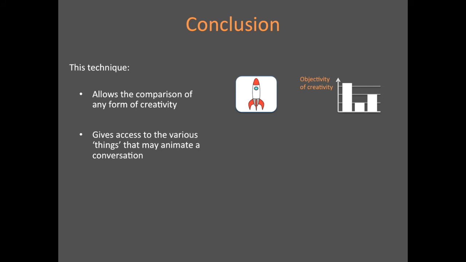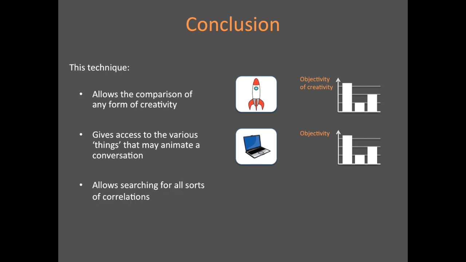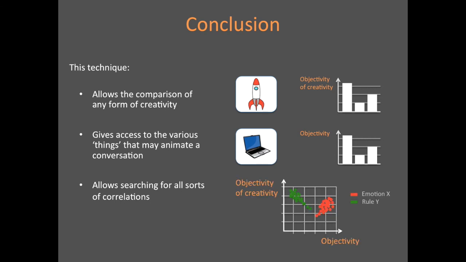Second, this technique gives access to the various things that may animate a conversation. For instance, emotions, rules, ideas, technologies, and whatnot. And this is important because these things too may fluctuate in terms of objectivity, which means, and this is my last point, that this technique allows us to search for all sorts of correlations between the degrees of objectivity of, say, a certain rule or a certain emotion and the degrees of objectivity of creativity. In other words, it allows us to precisely detect what facilitates or hinders creativity.